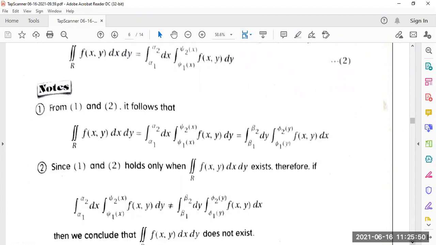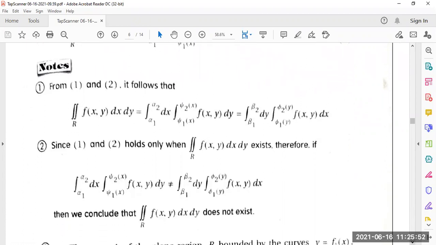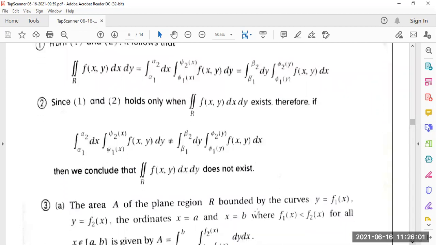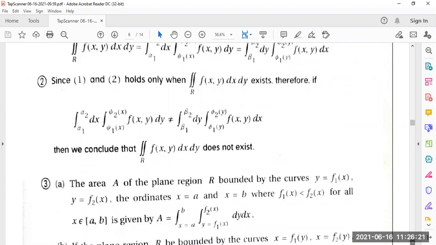Since 1 and 2 hold only when the double integration over R of f of x comma y dx dy exists, therefore if this and this are not equal, then the integral does not exist. So the previous problem also does not exist, because the first limit was plus half and the second limit was minus half. They are not equal. So from there also you can conclude that the given integral does not exist.